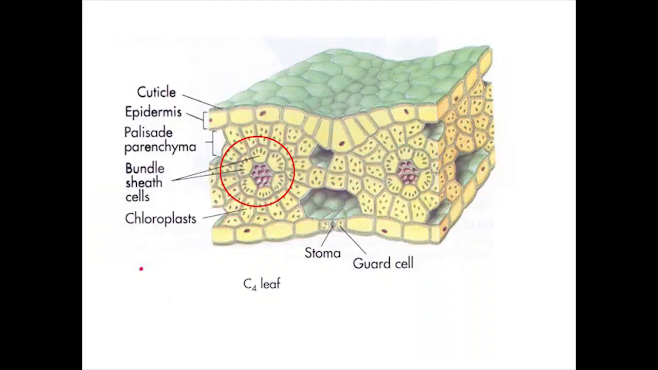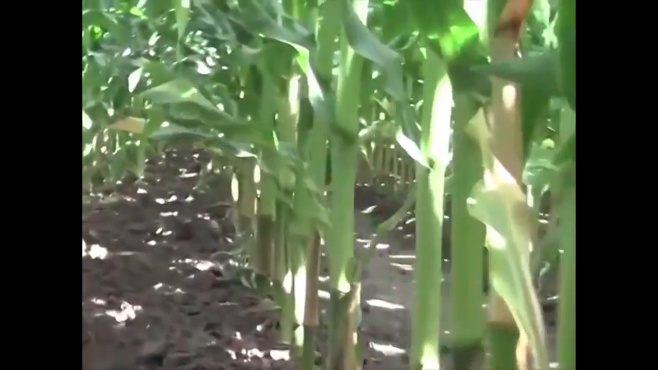Then the 4-carbon compound moves through the bundle sheath. In turn, this increases the CO2 concentration. This means the Calvin cycle is favored over photorespiration. The bundle sheath contains chloroplast in this type of photosynthesis.